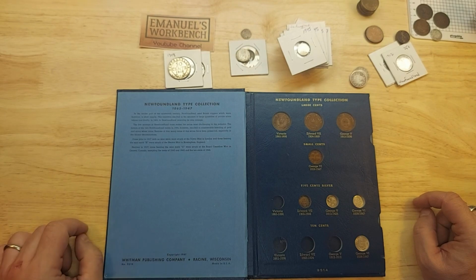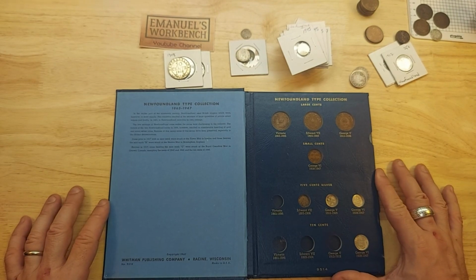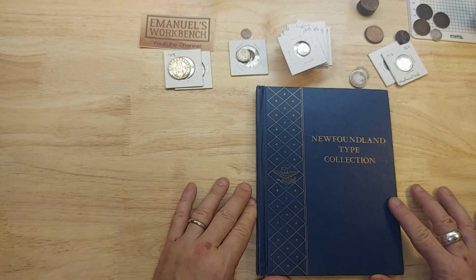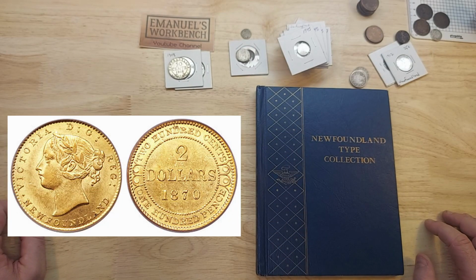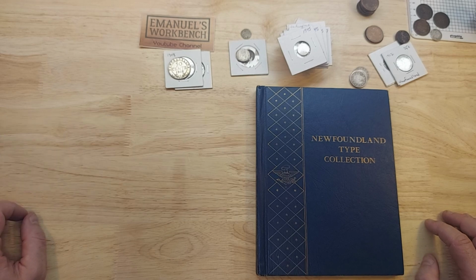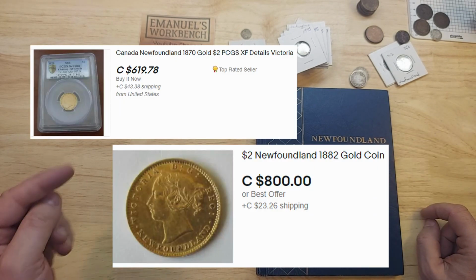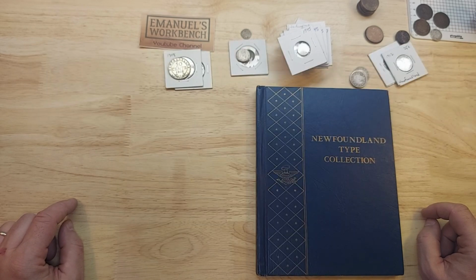Or is it? There is one more coin that is not in this book, and they haven't included it for a very specific reason. Let me make some room. I will put a picture of it right there. Yep, that is the $2 gold coin from Newfoundland. And as you can see from this clip, and this clip, and this clip, yeah, that is a steep price to pay.